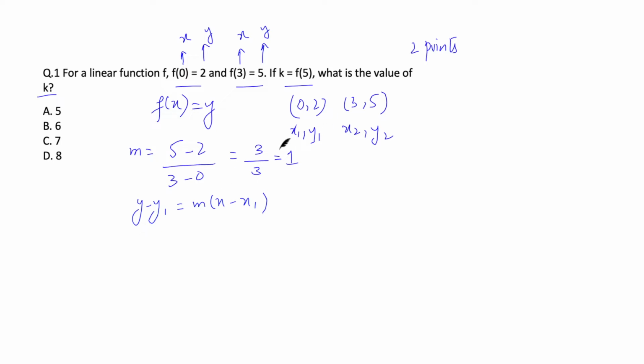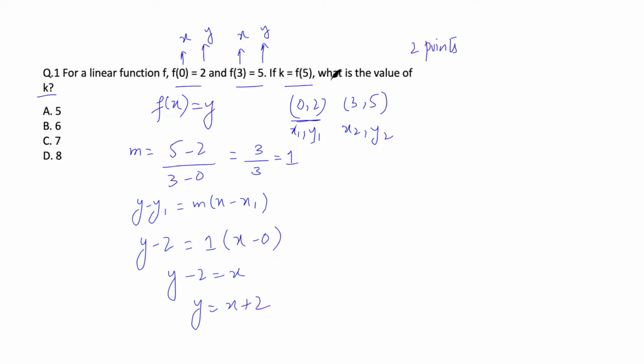You can take any point. I will take this point because it seems easier. y minus 2 equals m, which is 1, times x minus 0. So that's our equation. y minus 2 equals x. The equation is y equals x plus 2, but we are not done yet.